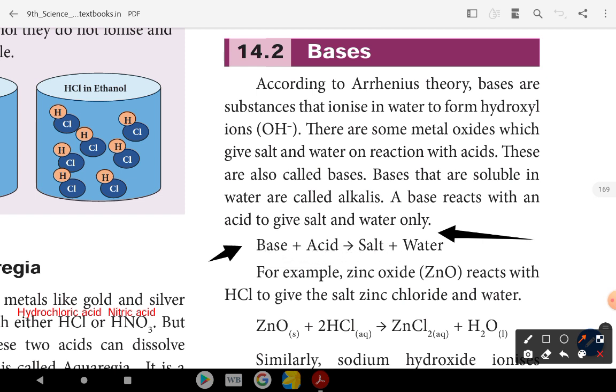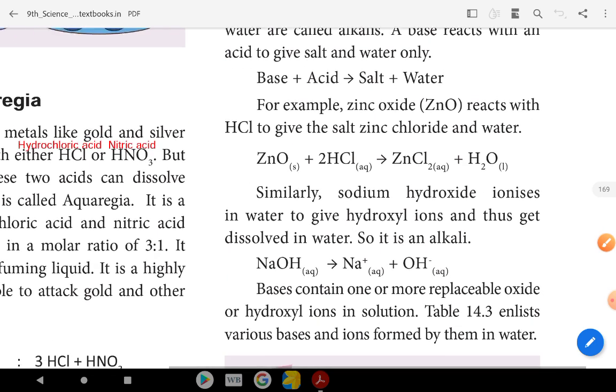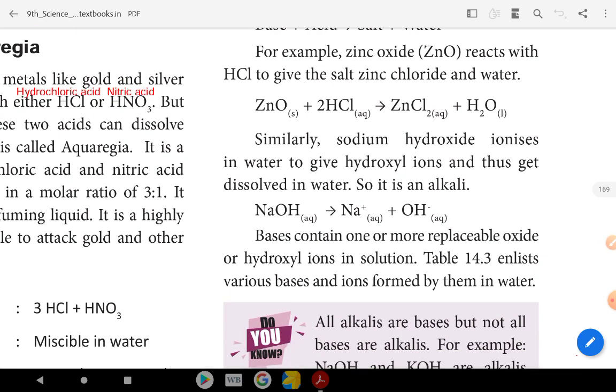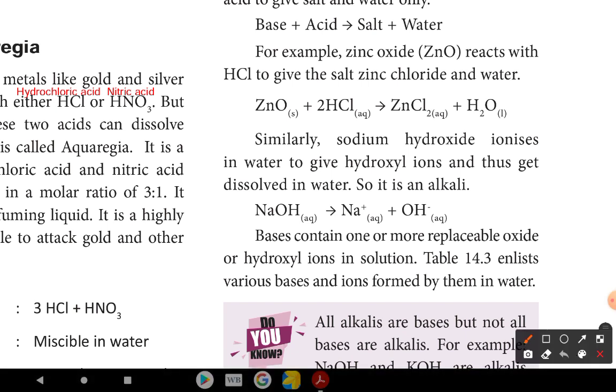Don't forget, children. Next, for example, what's given here? Zinc oxide, ZnO. It's a metallic oxide. Zinc oxide reacts with HCl. What is HCl? HCl is an acid. To give salt, zinc chloride, and water. That's the equation given here.